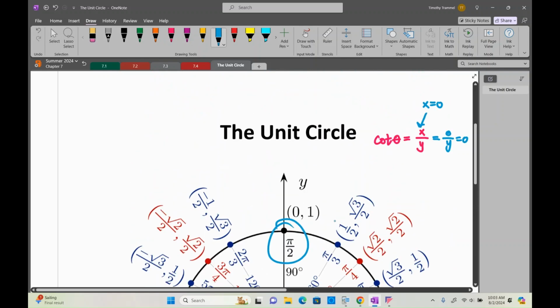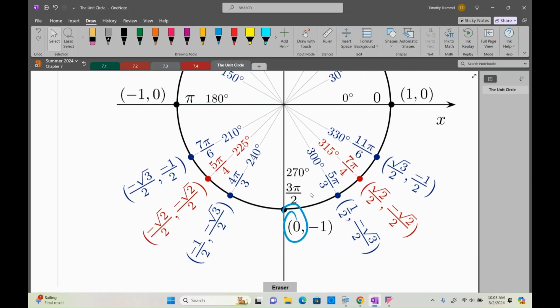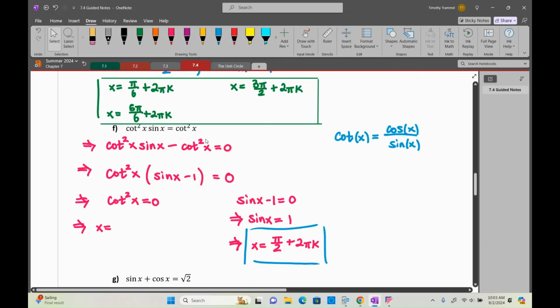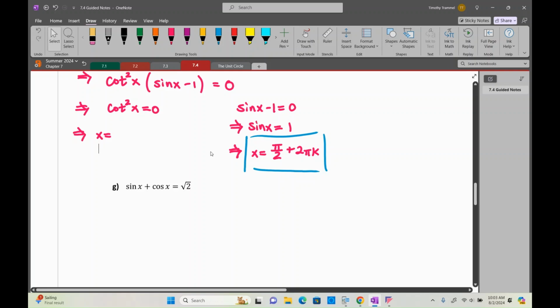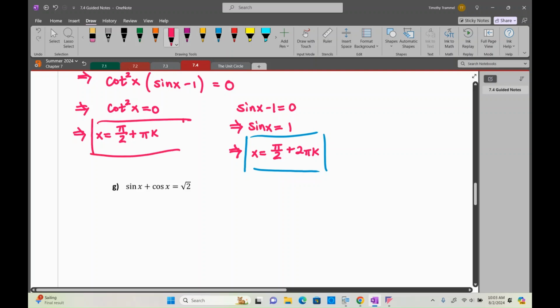But remember with tangent and cotangent, you only need to write down one of the two angles. So I'm not going to use the 3 pi over 2. I'm just going to use the pi over 2 up here. So I have pi over 2 plus pi k. The period for cotangent is just pi. So all of our solutions are going to take this form here.